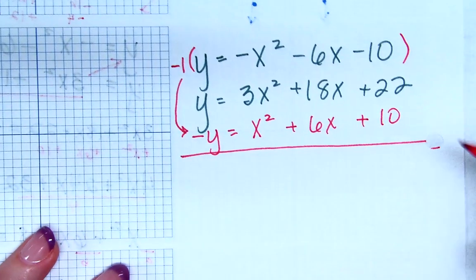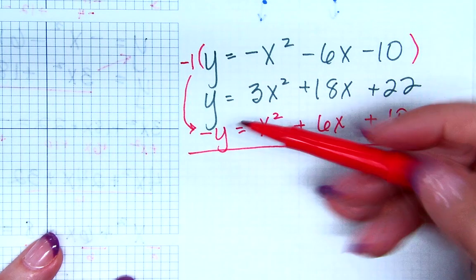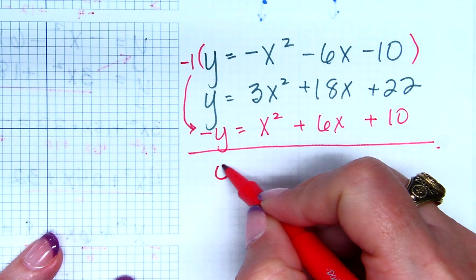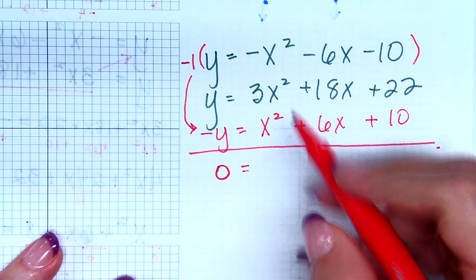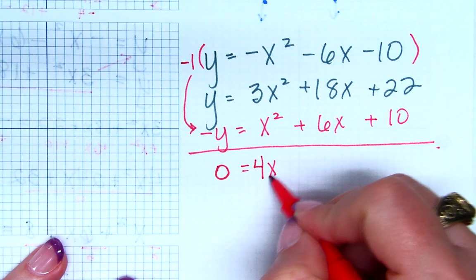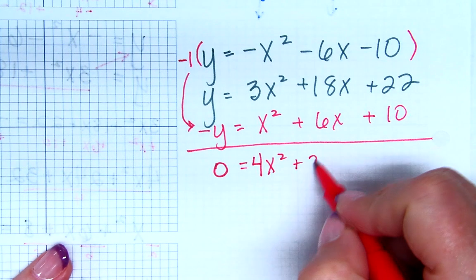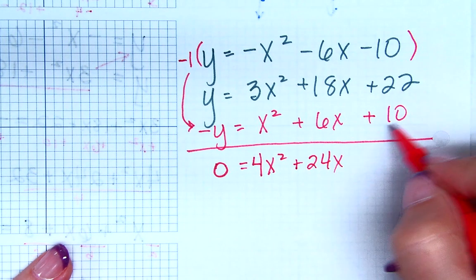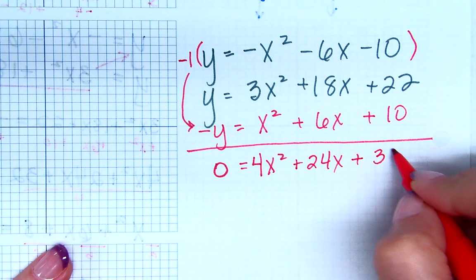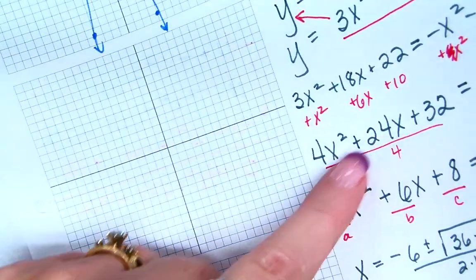Now in elimination, remember we're adding these two equations up. So what's y and negative y? 0. What's 3x squared and x squared? 4x squared. What's 18x and 6x? 24x. And what's 22 and 10? 32. That seems familiar. Oh, look.